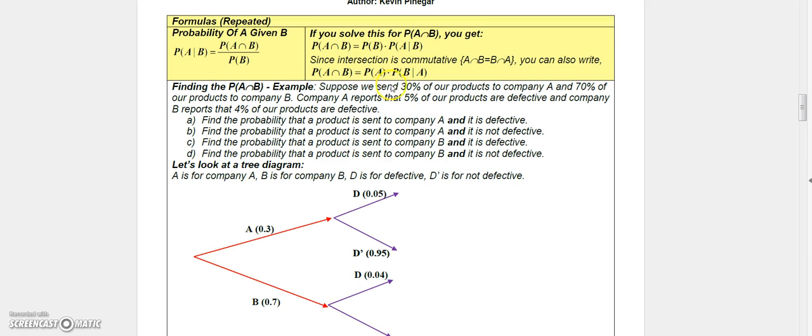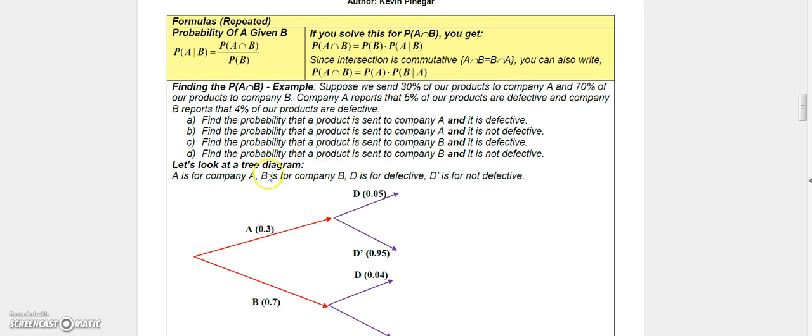So suppose we send 30% of our products to company A and 70% of our products to company B. If you look down here, you can see that I've got a branch coming off to company A. 30% is 0.3, so there's a 30% probability that we'll send a product to company A. And at B we get 0.7, so there's a 70% chance we'll send it here.